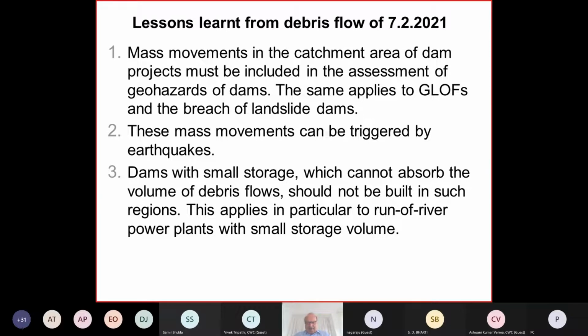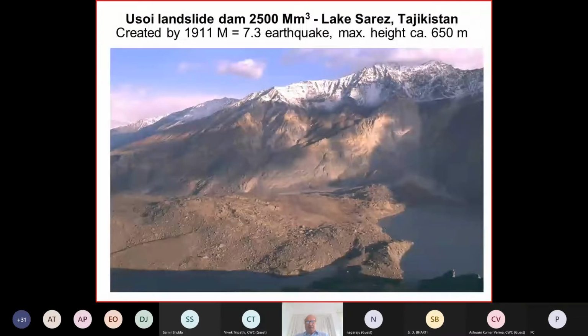And I must say, if you have this hazard, if you think physically about that, you could only build dams with large reservoirs. If you build small dams with small reservoirs, they are unsafe, and they should not be built in such areas because there is nothing you can do against that. It is very unfortunate.